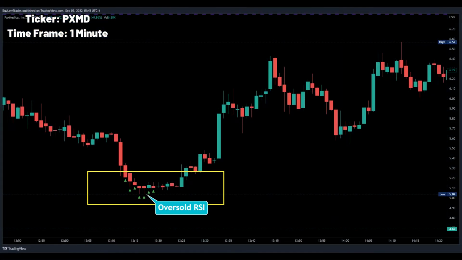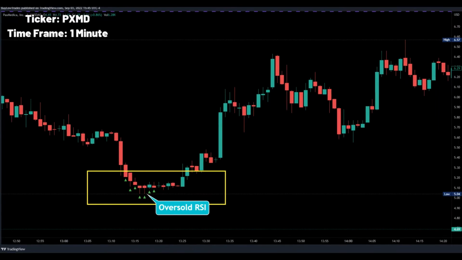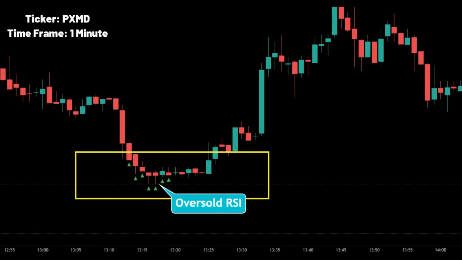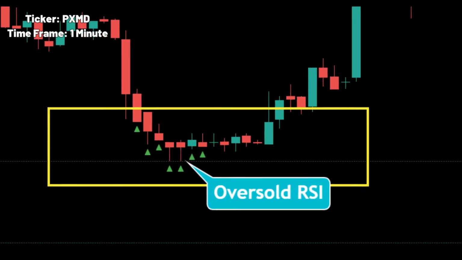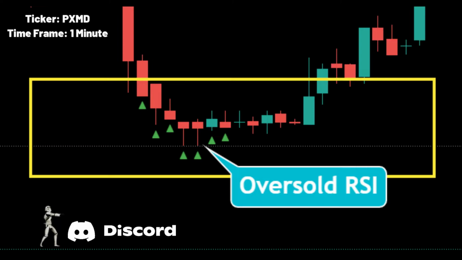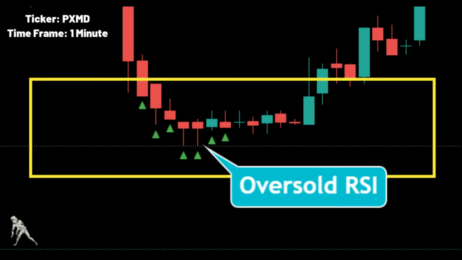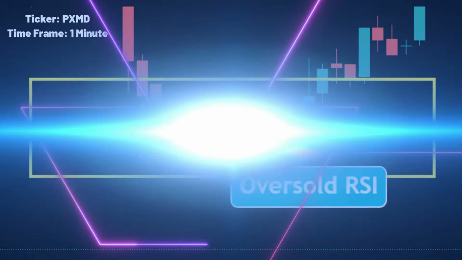Now, if you're anything like me, I prefer to have a clean chart when day trading. I don't really like to have that RSI on my chart, although I don't want to miss out on those plays. So I went ahead and built an indicator for all of our premium members on Discord. This BBRSI indicator is designed to plot little green arrows whenever it's oversold. This will allow us to catch those plays in real time without having that clutter on our charts. This is available to anyone with TradingView.